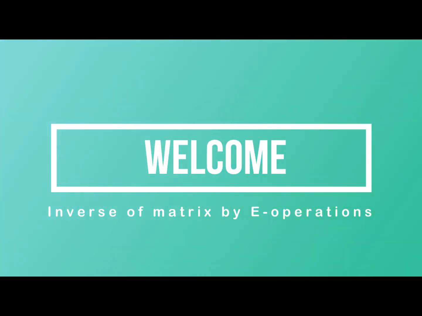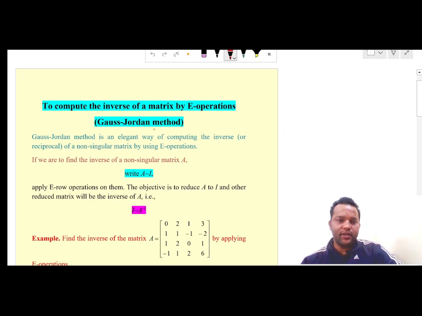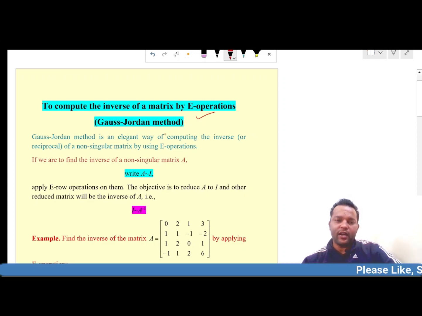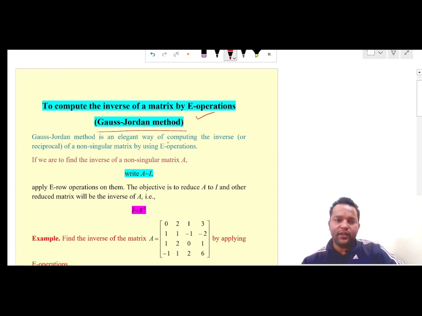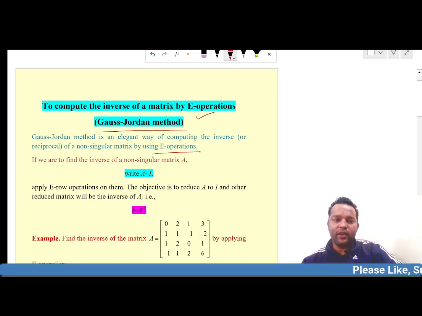Hello, welcome you all. Today's topic is computation of the inverse of a matrix with the help of elementary transformation, and this method is also known as the Gauss-Jordan method. Basically, the Gauss-Jordan method is a method to find the inverse of a given matrix, if it is invertible, by utilizing a set of elementary transformations.